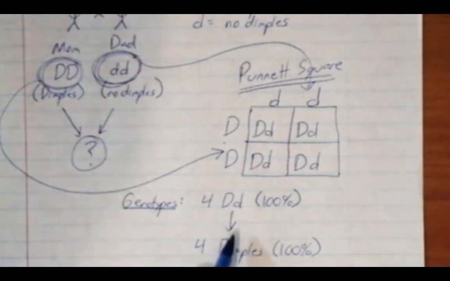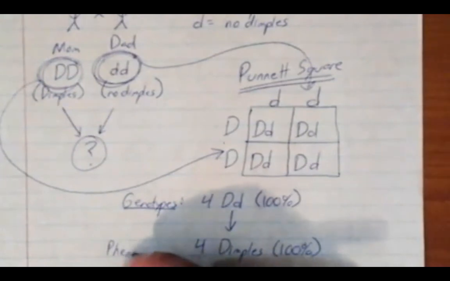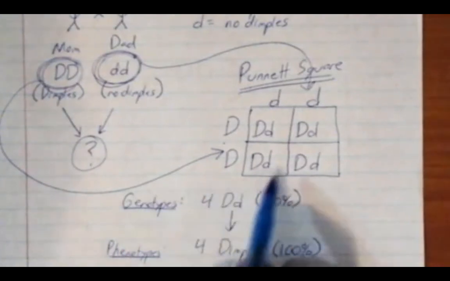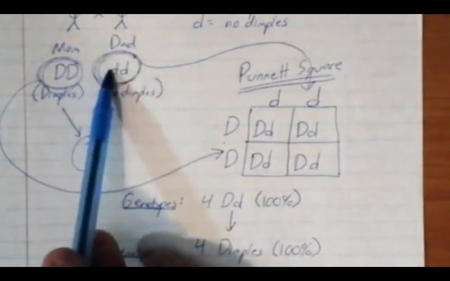Okay, but they're going to be a carrier for dimples because there's also a 100% guarantee that they'll have that lowercase letter. So they're carriers, if you want to think of it that way. That's it. That's how we figure it out. Oh, sorry, and these are called the phenotypes. You can't figure out the phenotypes till you know the genotypes. You can't figure out the possibilities unless you do a Punnett Square. Can't do the Punnett Square unless you know mom and dad's genotypes.